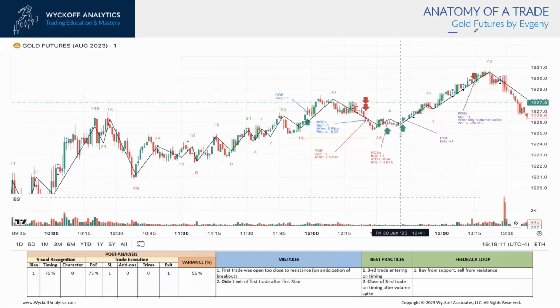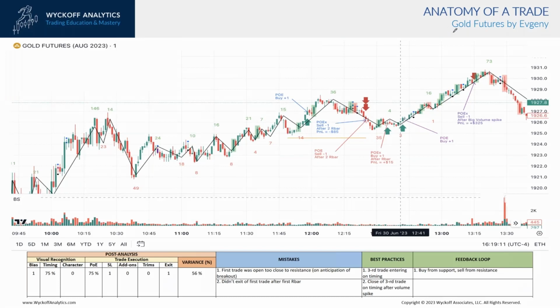So I'd say I'm nitpicking here. I'm absolutely okay with the entry. Exit could be, Evgeny, slightly better. And again, you just know me already, so I'm gonna go into that nitpicking, but that's what I would do. Franz, otherwise, a great trade. Great trade. Well, why don't we take a look at the post analysis, Roman?